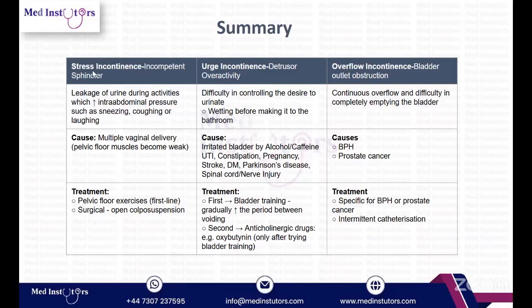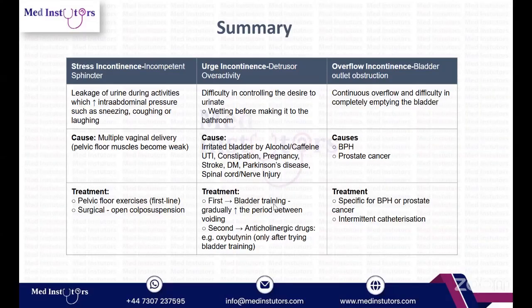So here, stress incontinence, we all know that it is due to an incompetent sphincter. Again, the definition: leaking of urine during activities which involve an increase in abdominal pressure, such as sneezing, coughing, laughing. Cause is mostly multiple vaginal deliveries. Treatment: first line is pelvic floor exercise, and surgical is open colposuspension. Then urge incontinence is detrusor overactivity, difficulty in controlling the desire to urinate, wetting before making it to the bathroom. Causes: irritated bladder by alcohol, caffeine, UTI, constipation, pregnancy, stroke, diabetes mellitus, Parkinson's, spinal cord and nerve injury.